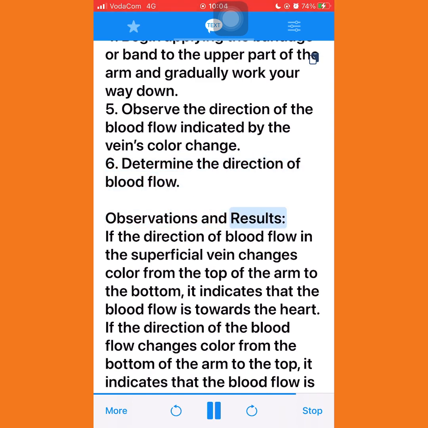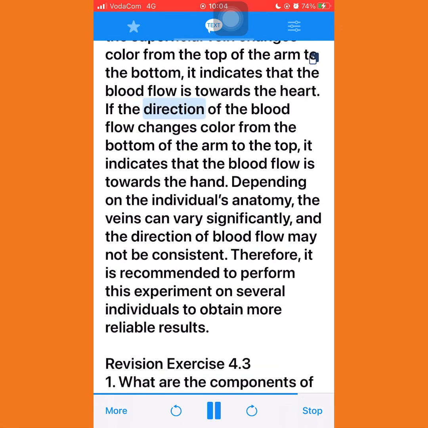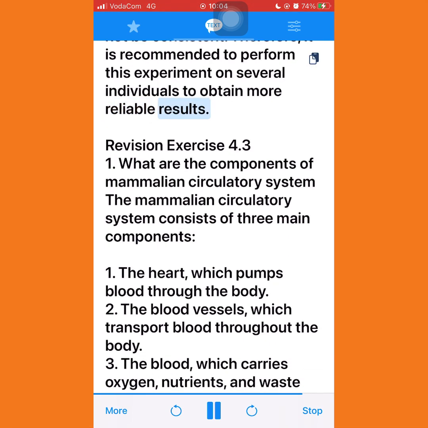Observations and results. If the direction of blood flow in the superficial vein changes color from the top of the arm to the bottom, it indicates that the blood flow is towards the heart. If the direction of the blood flow changes color from the bottom of the arm to the top, it indicates that the blood flow is towards the hand. Depending on the individual's anatomy, the veins can vary significantly, and the direction of blood flow may not be consistent. Therefore, it is recommended to perform this experiment on several individuals to obtain more reliable results.